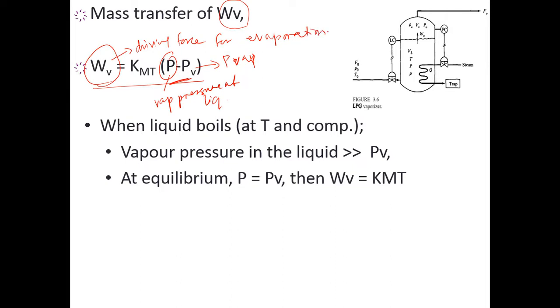Okay, so your KMT is actually a pseudo mass transfer coefficient, and at equilibrium your pressure equals PV. So your P here is actually PL. From the beginning of this lecture, I use PL as PV already, excuse my pen. So at equilibrium, our pressure in the liquid is the same as PV. Then in this case, when your PL equals PV, then your WV equals KMT. This is from this equation here. And the liquid will boil when the vapor pressure in the liquid is very large compared to the pressure of the vapor.